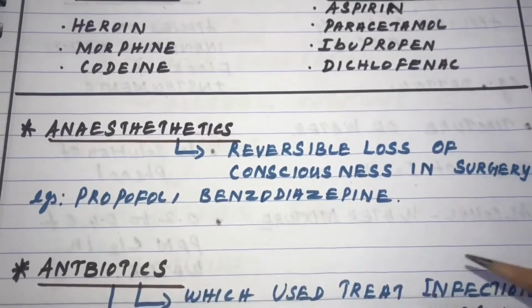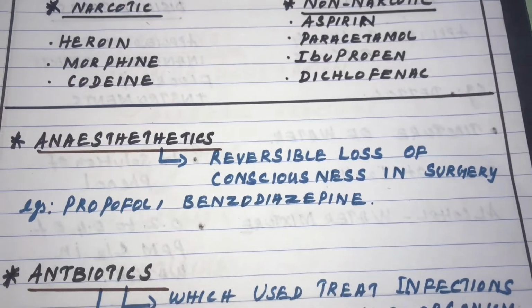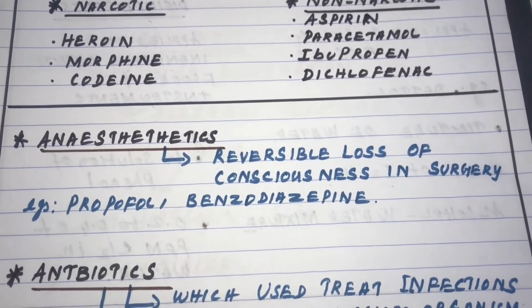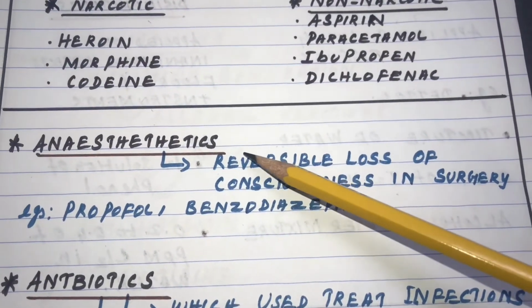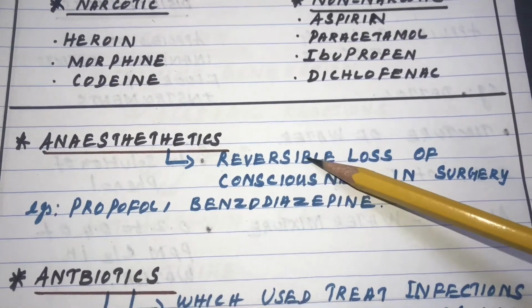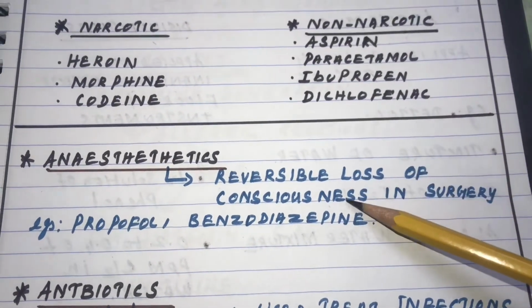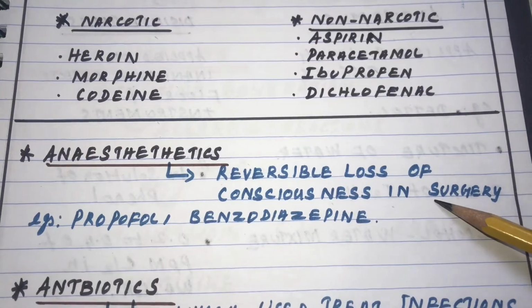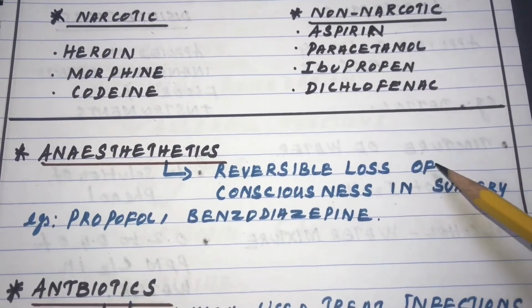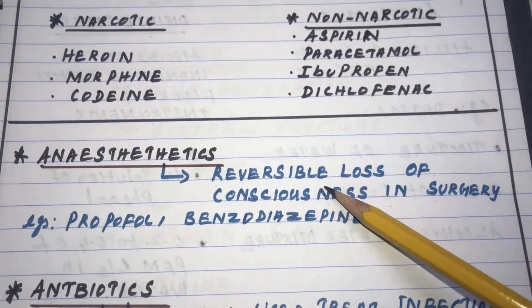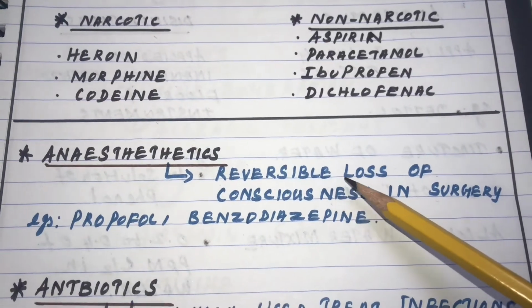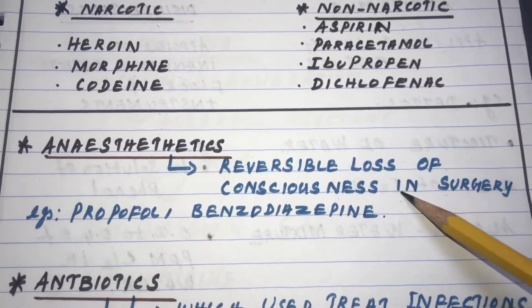The next one is anesthetics. What are anesthetics? Anesthetics are the substances which are used in surgery for reversible loss of consciousness. Loss of consciousness that can be reversed is called reversible loss of consciousness.